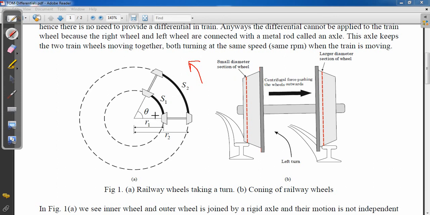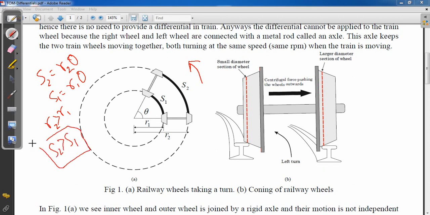How? The inner wheel is at a distance from the center, subtending an arc. There will be some radius of curvature R1, and the outer is R2. So we get S2 equal to R2 theta and S1 equal to R1 theta. Theta is common and we know R2 is greater than R1. Therefore S2 is greater than S1. So this condition is there.